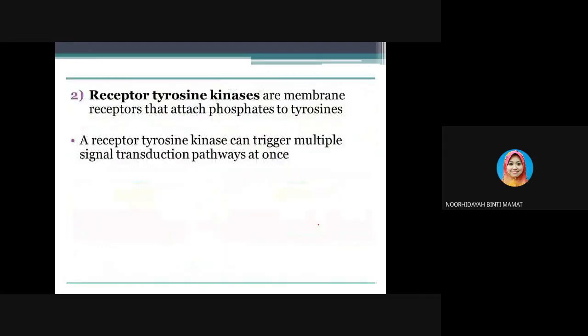So we go to the second membrane receptor, the receptor tyrosine kinases. Receptor tyrosine kinases are membrane receptors that attach phosphate to tyrosines. Just now we were talking about GDP and the G protein; the second one is about phosphate and tyrosine. A receptor tyrosine kinase can trigger multiple signal transduction pathways at once.